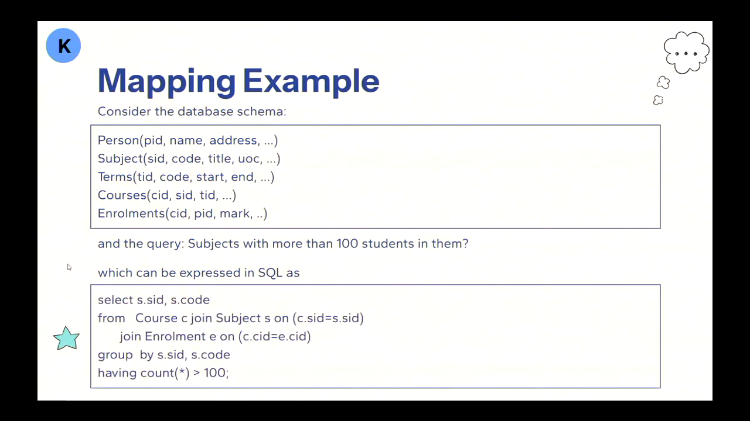Actually, subject is not directly related to person. We need to use the relation between subjects and courses to find out all the courses for a particular subject, and use the enrollment table to find out the person or the students enrolled for a course, and then add them together to count the number of students. So this is what we can do. We need two joins here, as you can see. We need to join the table of subject and courses, and we also need to join the result with the enrollment table.